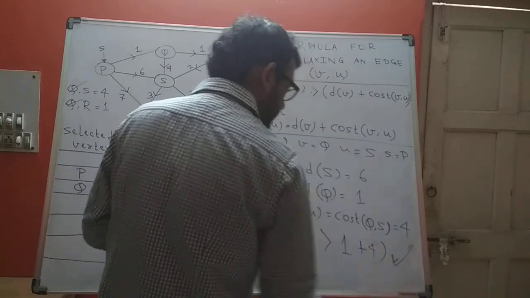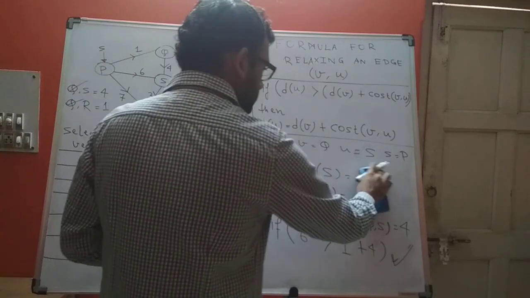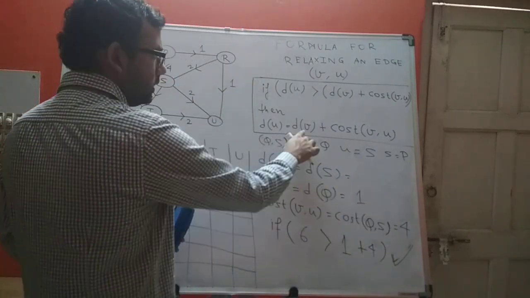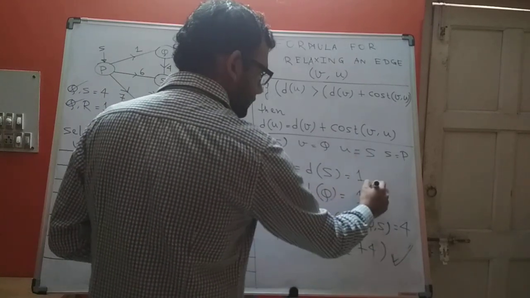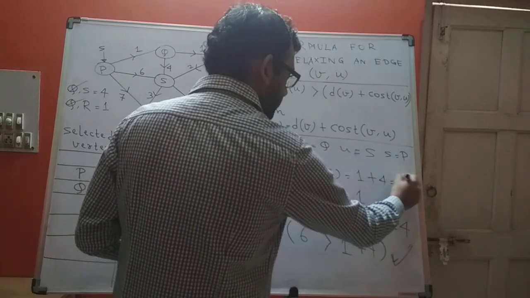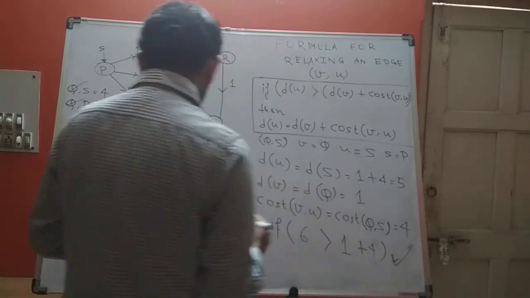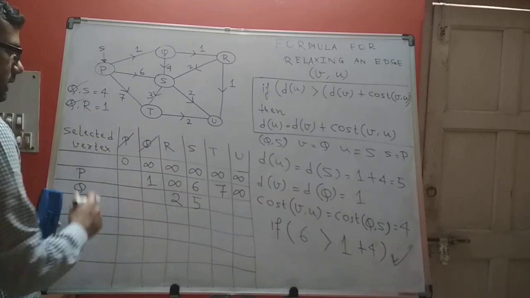So the condition is satisfied. Since the condition is satisfied, I need to update my du. So now ds will be the value of dv, which is 1, plus cost, which is 4. So 1 plus 4 will be 5. So du, that means ds, becomes 5. So I've relaxed these 2 edges.